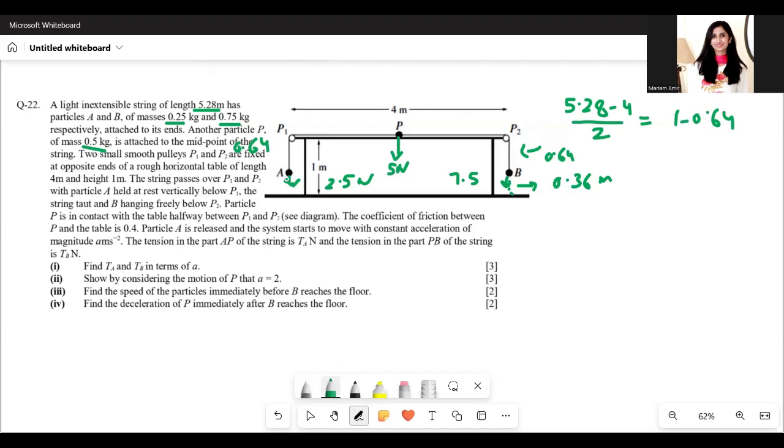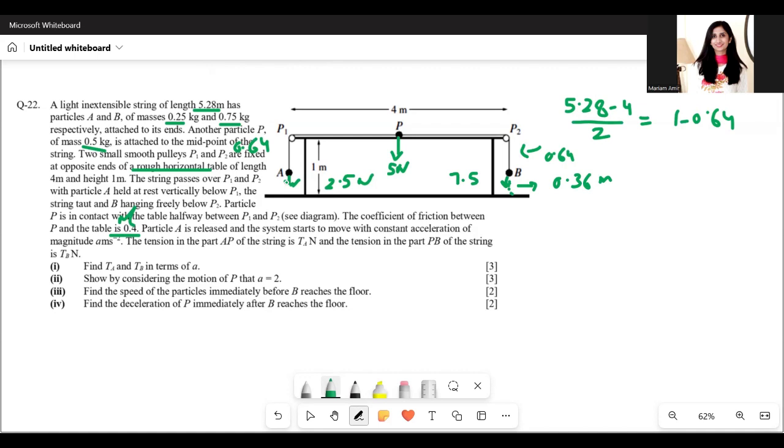Two small smooth pulleys, P1 and P2, are fixed at opposite ends of a rough horizontal table. That means there's friction, of length 4 meters and height 1 meter. The string passes over P1 and P2 with particle A held at rest vertically below P1, the string taut and B hanging freely below P2. Particle P is in contact with the table halfway between P1 and P2. The coefficient of friction between P and the table is 0.4, so that is the value of mu. Particle A is released and the system starts to move with constant acceleration of magnitude a.